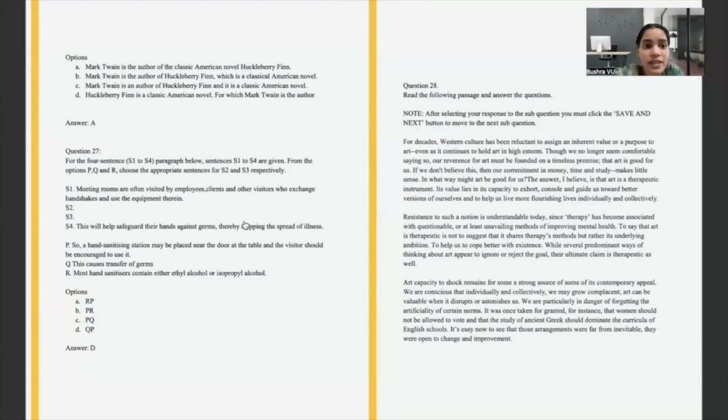Mark Twain is an author of the classic American novel Huckleberry Finn. Yes, very much suitable. Mark Twain is the author of Huckleberry Finn, which is a classic American novel. Yeah, that's also fine. Mark Twain is an author, Huckleberry Finn, and it's a classic novel. Okay, that's also fine. Huckleberry Finn is a classic novel for which Mark Twain is the author. The last one is grammatically slightly incorrect because it is more informal. Out of all the options, 1, 2, and 3 are meaningful, but the best suited is option A. Okay, let's move to question number 27.